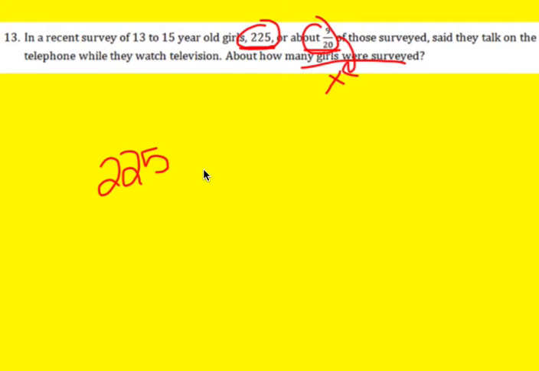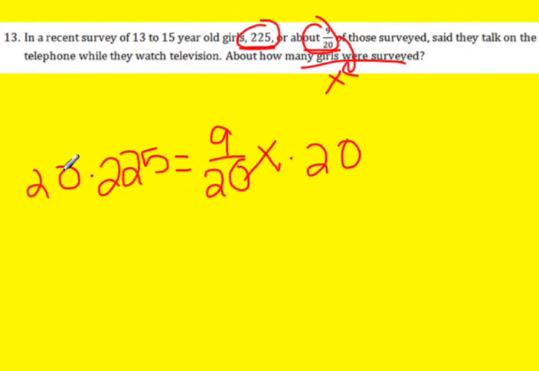Isn't that fun? Okay, we need to take our total of people surveyed and multiply it by 9/20. So I'm going to take 9/20 times x. First thing I want to do is take care of that divided by 20 because it just bothers me. So I am going to multiply both sides by 20. So 225 times 20 is going to give me 4,500, and that's going to be equal to 9x.